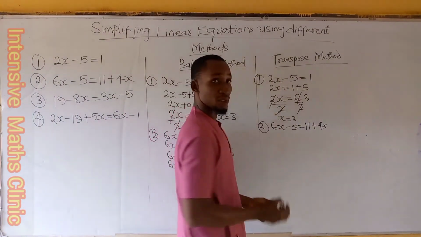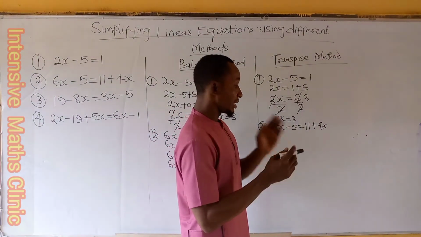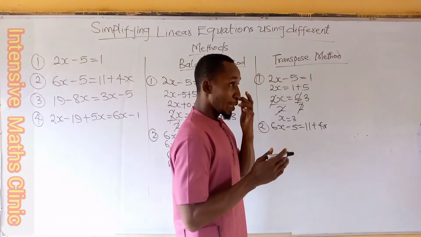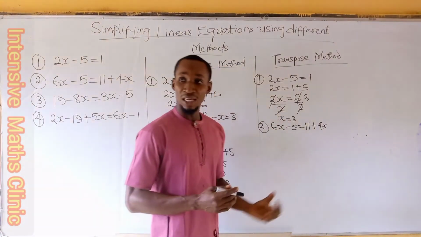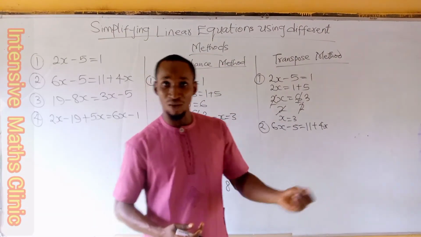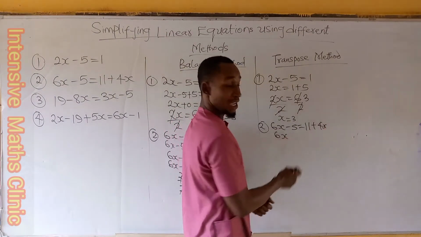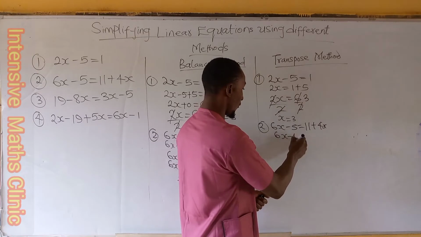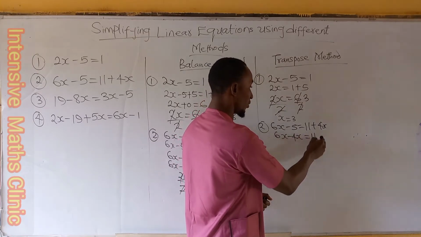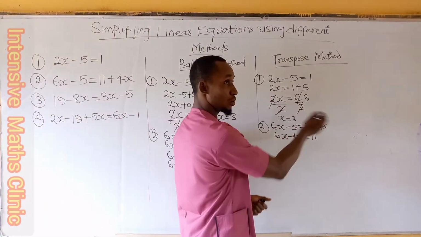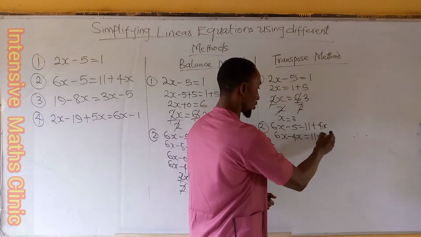We collect like terms, so that the ones that have x are at one side of the equation, while the ones without x are at the other side. We do it in this form. 6x, this plus 4x comes to this place and becomes minus 4x, equals 11. This minus 5, as it goes to the right hand side, becomes plus 5.